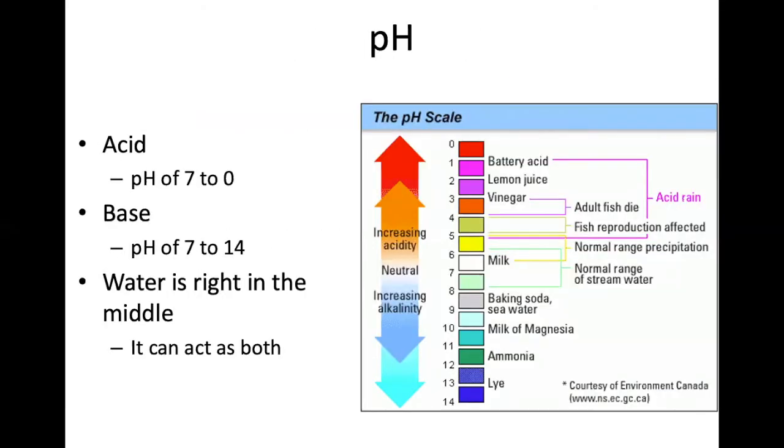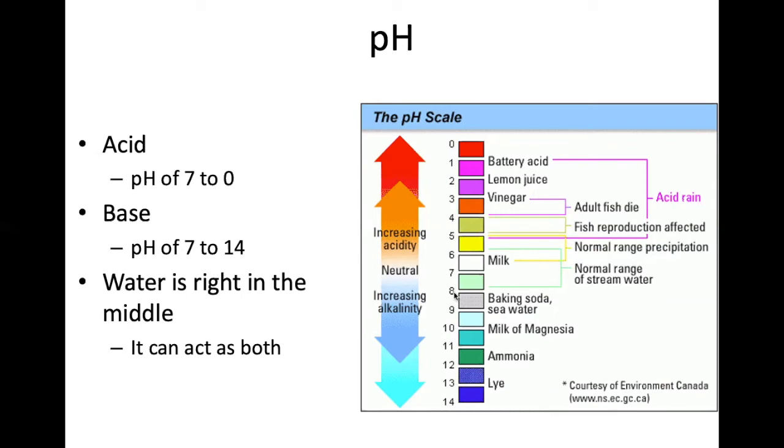pH scale. Acid, pH of 7 to 0. Base, pH of 7 to 14. Water is right in the middle at a 7. I talked all about this in greater detail in the vocab, so I'm not going to go into too much detail about it right now, but basically, pH, which means potential for hydrogen, is how much hydrogen is in this liquid. The more hydrogen there is, oddly enough, the smaller the number is. I don't know why they did it that way, but the smaller the number, the more hydrogen, which means the more acidic it is.